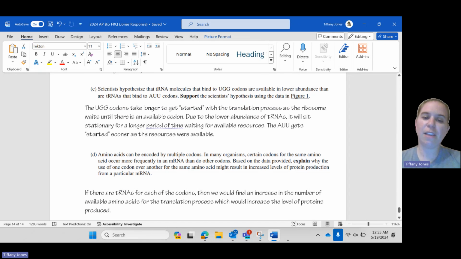So part C, scientists hypothesize that molecules that bind to UGG codons are available at lower abundance than the ones that bind to AUU, so we want to support it. So UGG takes a little longer to get started with the process, and so it might be waiting for those available molecules to come about, which might be why you see the slower increase that takes place with those.